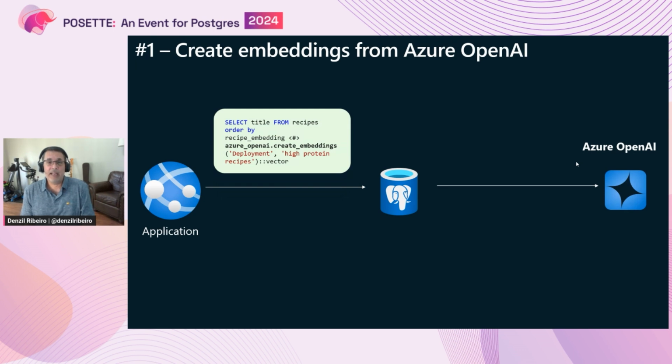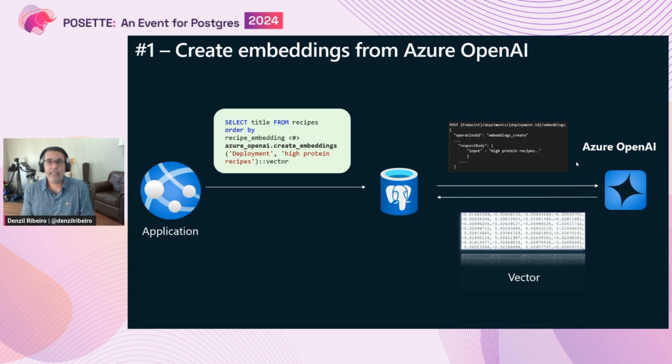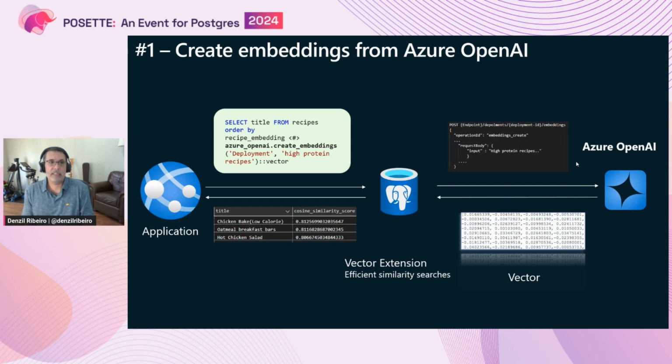The database itself then talks to Azure OpenAI, passes the search string, which is "high protein recipes," invokes the REST API call for Azure OpenAI, and then the Azure OpenAI text embedding model returns a vector, which is the array of float data. It then performs the similarity search, which was the inner product comparing, similar to high protein recipes that exist on the database, and returns the result set.